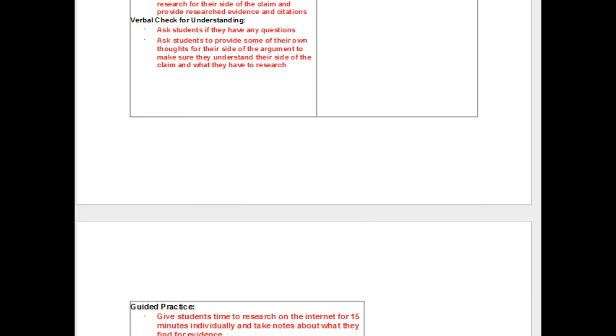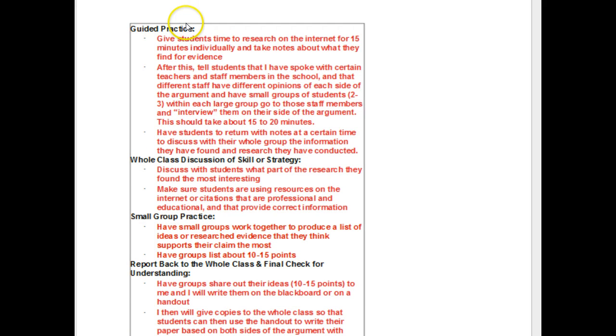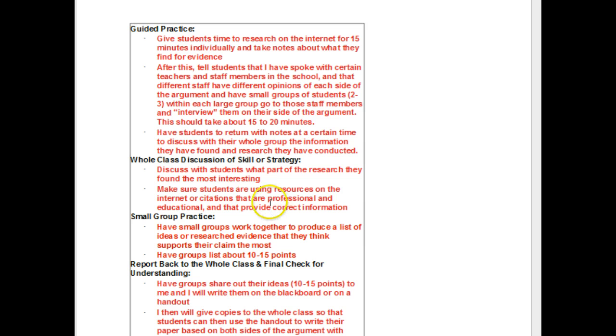Of course, you have them provide their own thoughts on the claims. Give them time for the research. Have them do some interviews. Again, it's important that you tell them specifically that they're going to have to write about both claims and counterclaims, so they better gather research for both sides. Now you have discussed with the students what part of the research they found the most interesting. This piece right here, you have to address that much earlier.